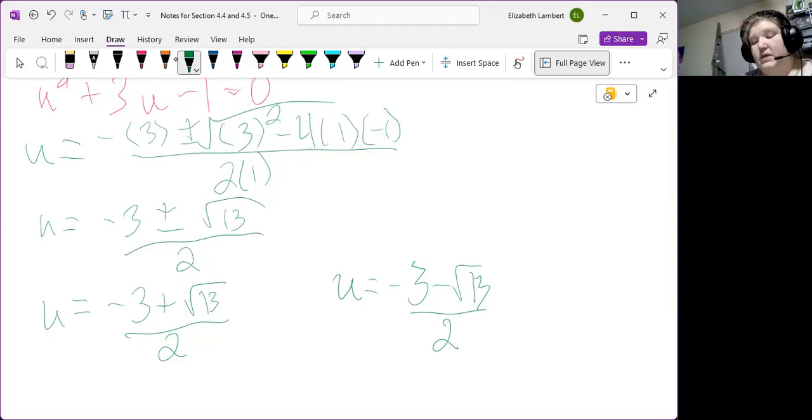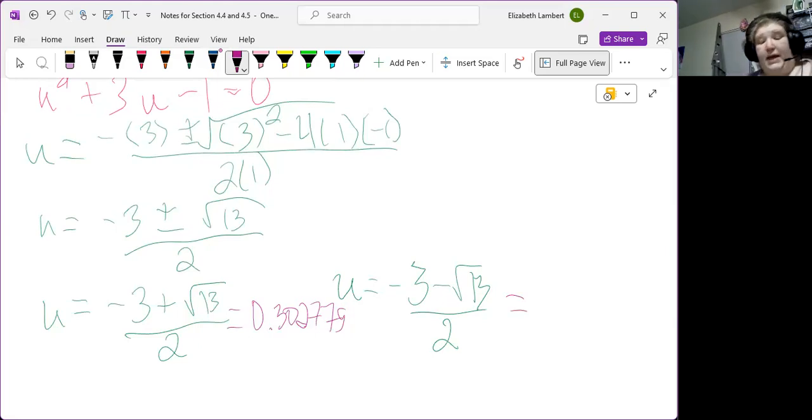Negative 3 plus square root 13. So that is 0.6055, divided by 2, is 0.302775, and so on. Ugly number.